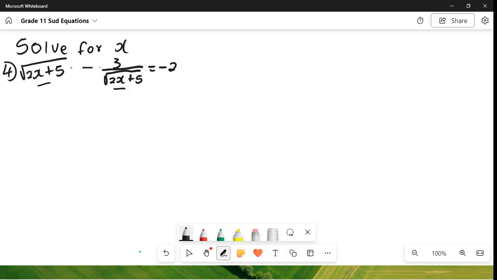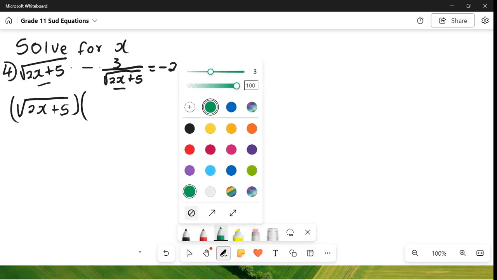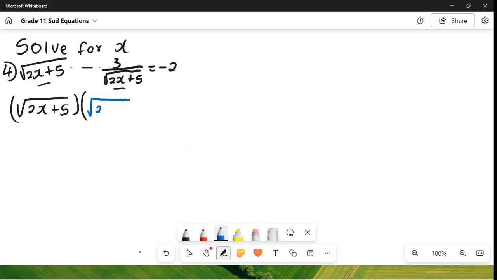2x plus 5. So we will say the square root of 2x plus 5, maybe let's just put it in brackets, times, when I multiply, let us multiply in blue color to show that this is multiplying each term, times 2x plus 5, and also put this in bracket, minus 3 over the square root of 2x plus 5.